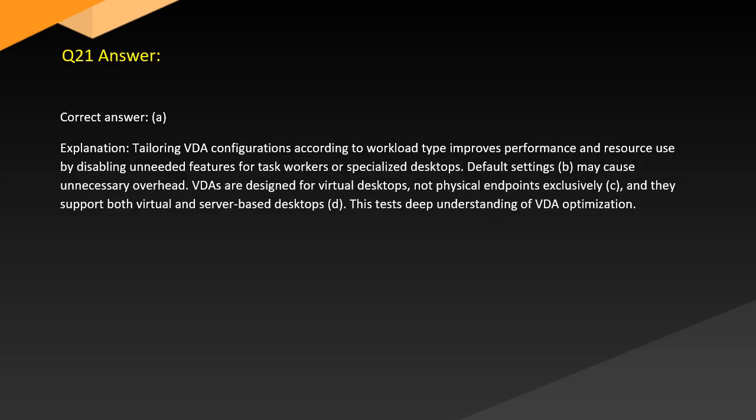Answer. Correct answer: A. Explanation. Tailoring VDA configurations according to workload type improves performance and resource use by disabling unneeded features for task workers or specialized desktops. Default settings, B, may cause unnecessary overhead. VDAs are designed for virtual desktops, not physical endpoints exclusively, C, and they support both virtual and server-based desktops, D. This tests deep understanding of VDA optimization.